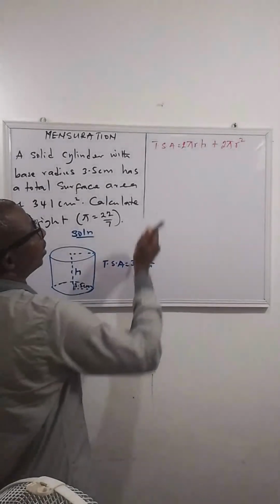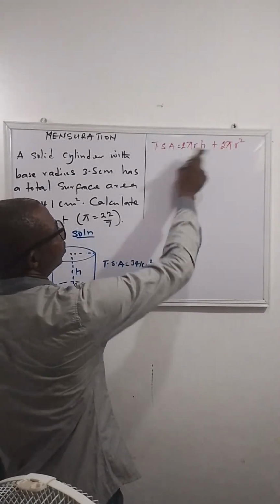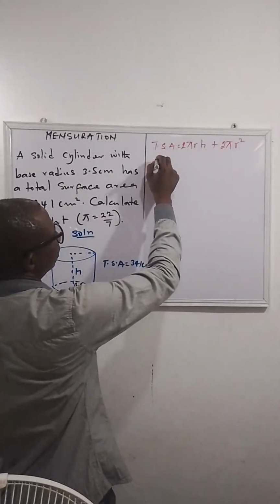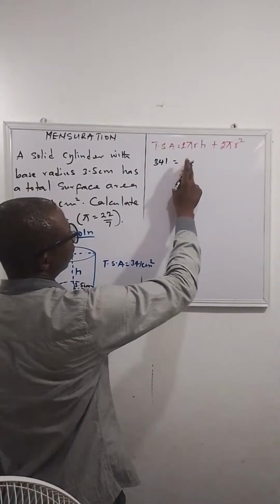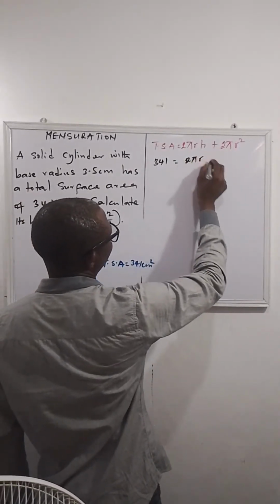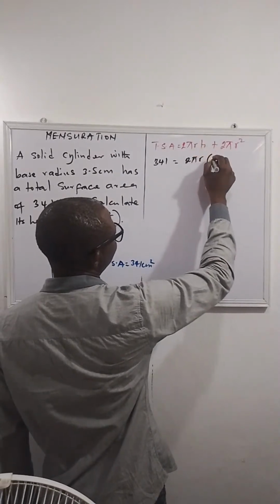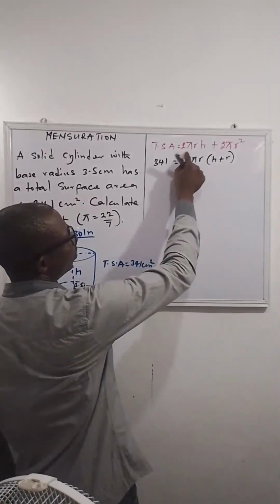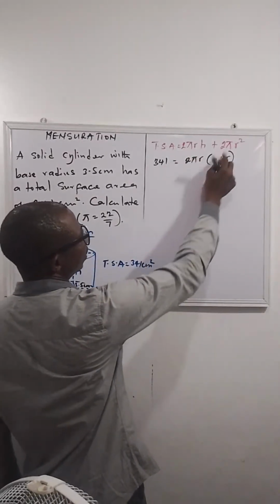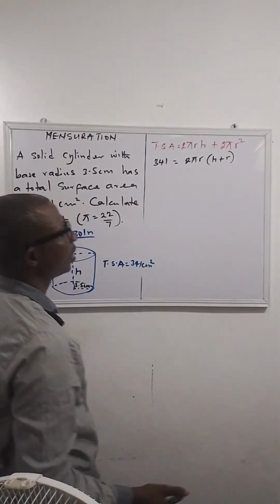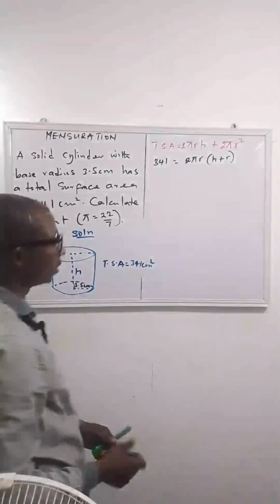Before I do that, let me try and tidy this up. Since I know the total surface area, I can just write 341 equals, let me factor out 2 pi r. I'll be left with h plus r. You get that now? 2 pi r is here, so you factor that out, and you are left with h plus r. So now let's evaluate.